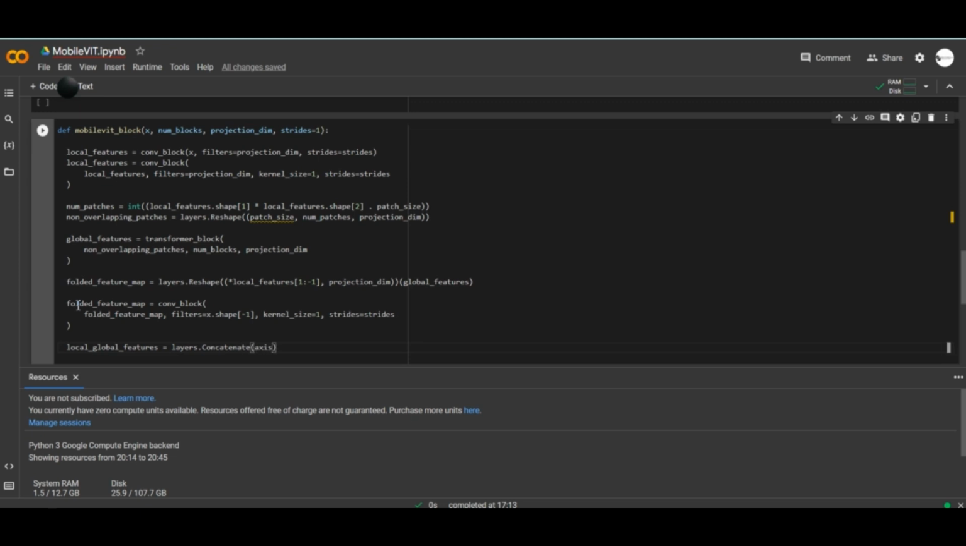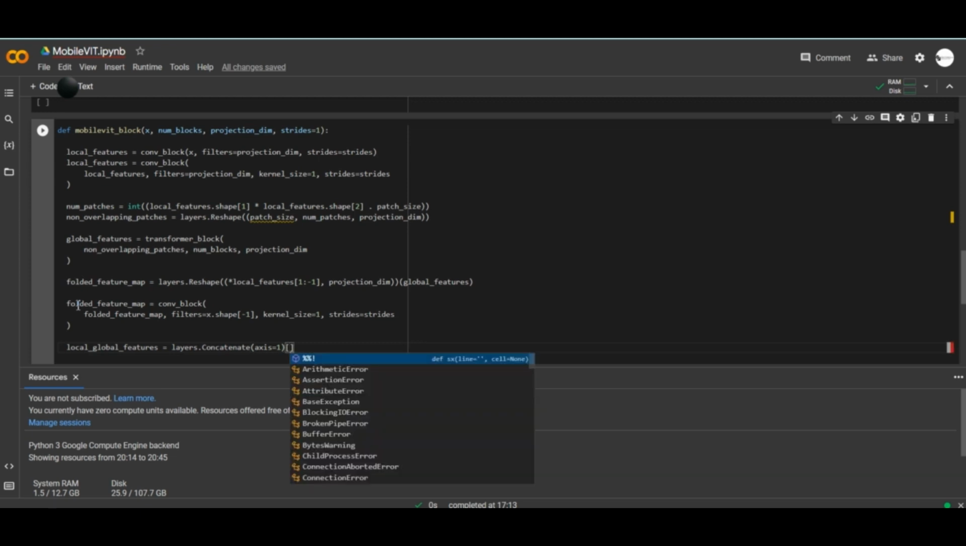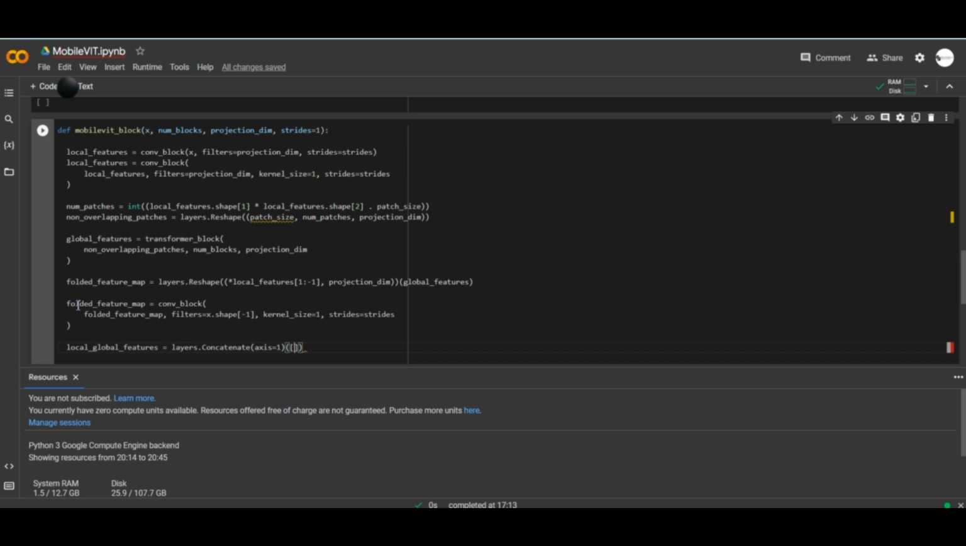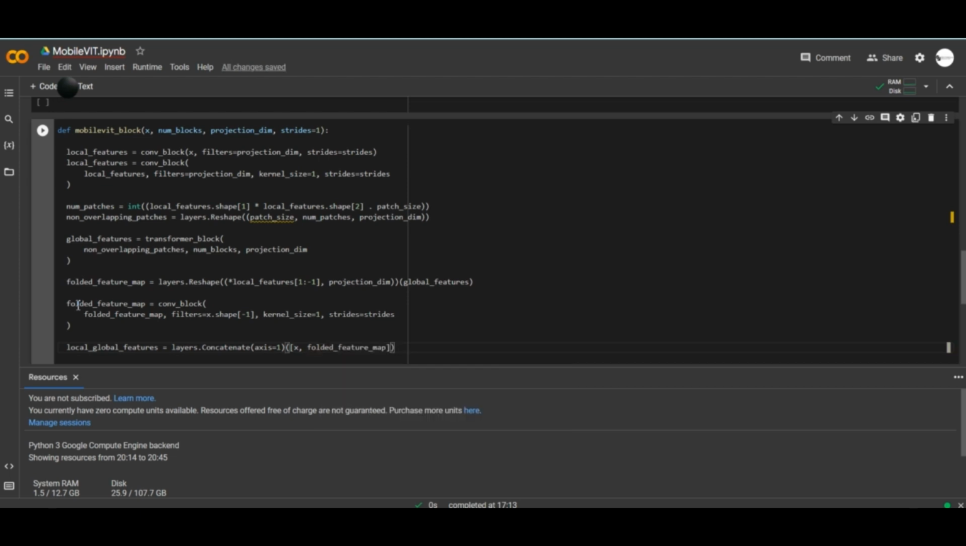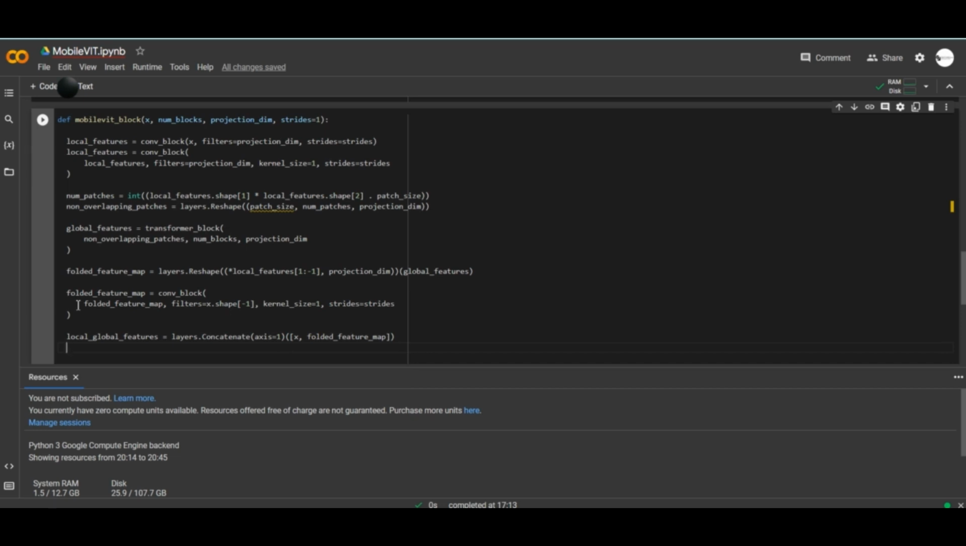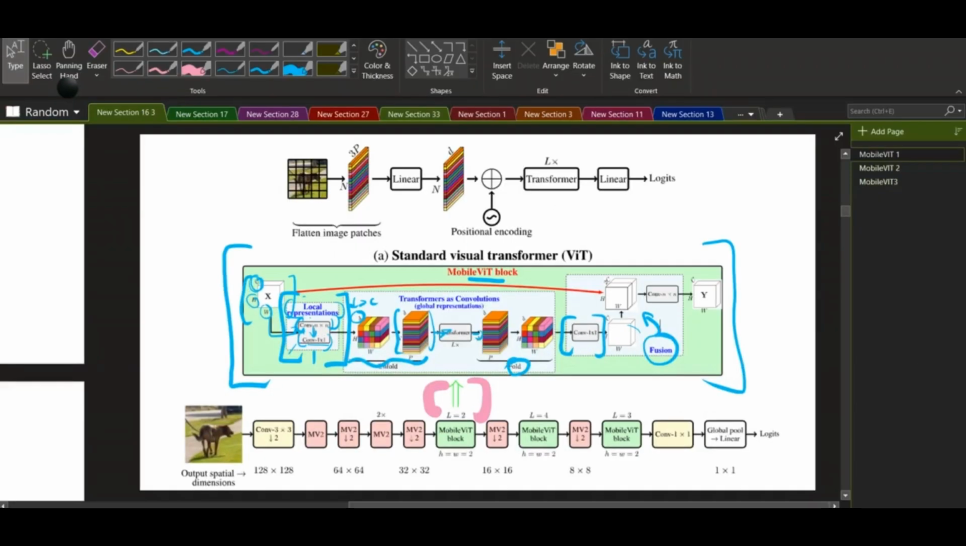We say x across x's equals to 1. We have this skip connection, which we take x because they have the same dimension. So we're gonna take the folded feature map here. Okay. Fuse the local and global using convolution. So for us to fuse these, yes, we have concatenated them, but we fuse them using this convolutional layer.